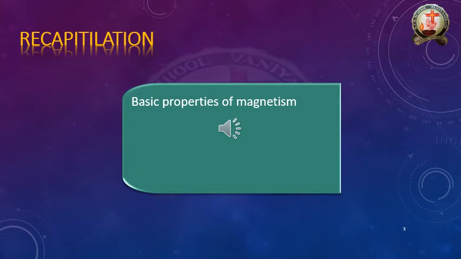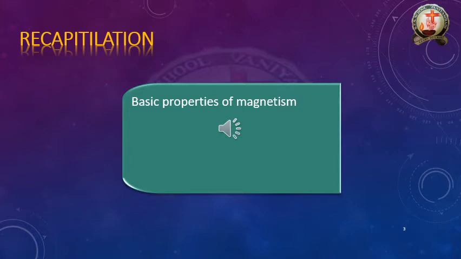First one, magnetic dipole moment. What is the magnetic dipole moment? The product of its pole strength and magnetic length is called the magnetic dipole moment. We denote this magnetic dipole moment as capital P. So capital P is equal to Qm into 2L. This is the formula of the magnetic dipole moment.